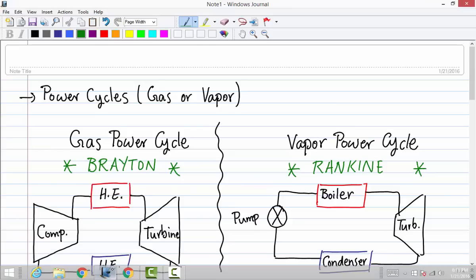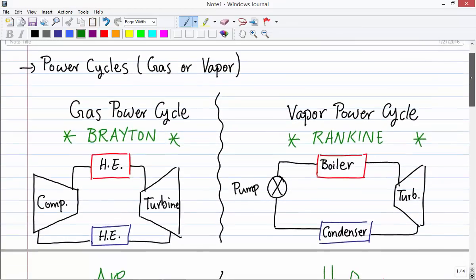To save time, I've written some stuff before. As I told you, we are now limited to cycles, okay? Each cycle consists of different processes, and for each process we need to indicate the initial and final states by just calling them number 1, number 2, 3, and 4.